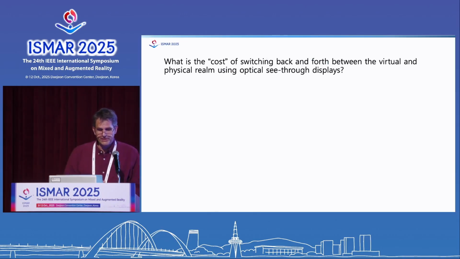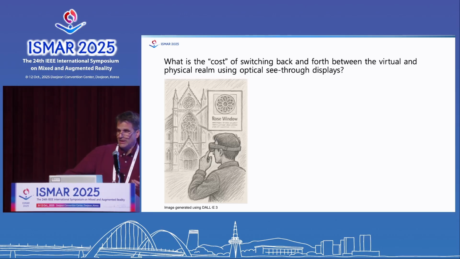So the overarching question is, what is the cost of switching back and forth between the virtual and physical realm, using optical see-through displays in particular? In AR, we often consider physical and virtual objects in quick succession. Let me give you an example. Here in this AI-generated sketch, a user is looking at a building facade, the physical world, and there may be an annotation to the side. In order to compare architectural features with the art history in the annotation, they have to go back and forth between the two.